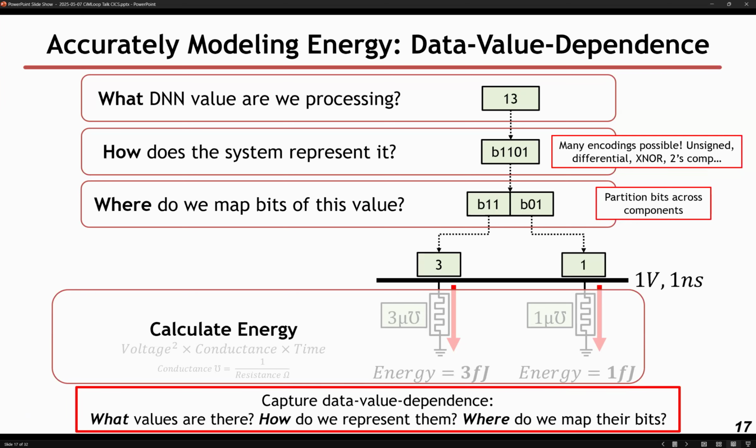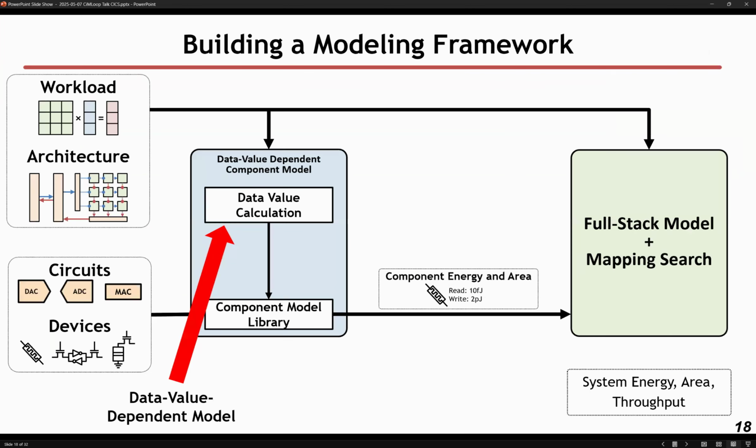We answer the what, how, and where, then we know what values are stored in our devices, and we can capture the energy accurately. So we'll integrate that into our modeling framework. We have a data value dependent model with that red arrow on the left that goes into our data value calculation. This informs our component model library in order to get accurate energy estimations from this library, and then we get accurate energy estimations for our system.